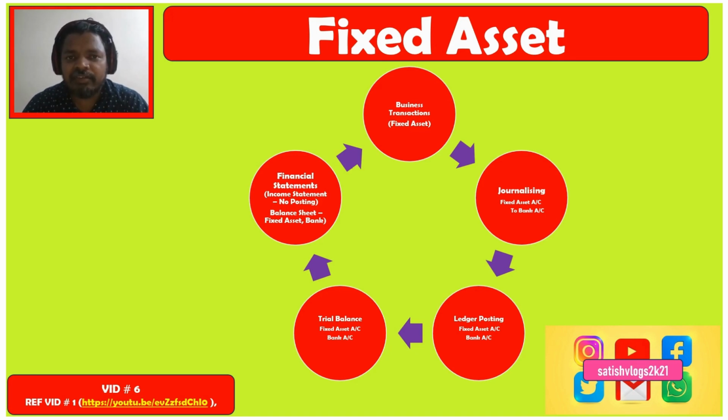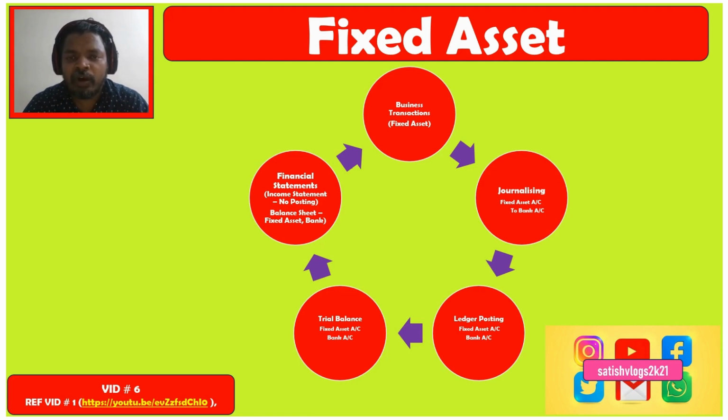Okay, as a first phase, which is a business transaction, purchasing of fixed asset is a business transaction. Okay, hope this is clear. Let's move to the next phase of an accounting cycle, which is the journalizing phase. When the fixed assets are purchased, normally the business entity would be receiving the fixed asset, and in consideration, business is supposed to pay the money, right? So the entry would be fixed asset account debit to bank account.